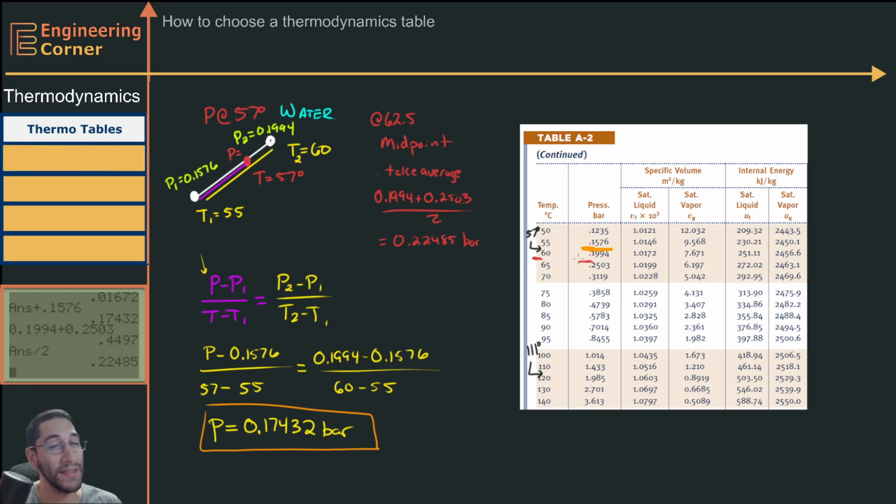So hopefully this gives you an idea of how you can interpolate between any two properties that you have when you're given a problem that doesn't align exactly with a thermodynamic table. And again, it really doesn't matter what properties you're using. You're setting up this idea of linear change, so it's just the linear interpolation between any two values that you have.